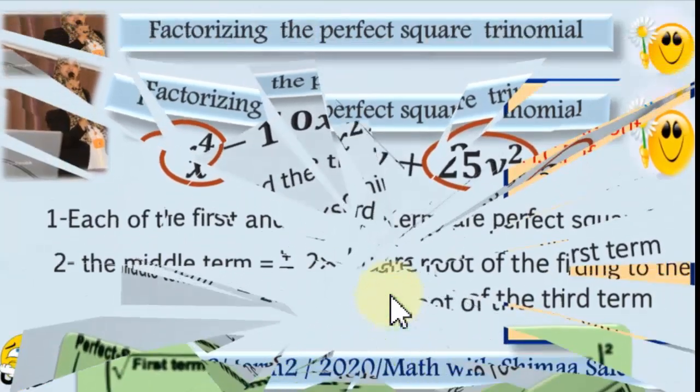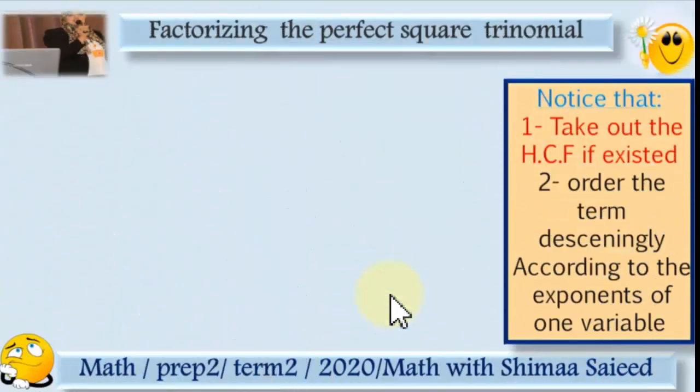So pay attention. We can notice that if you have a highest common factor between terms, you must first take out the highest common factor, if it exists. And you must order the terms descendingly according to the exponents of one variable.